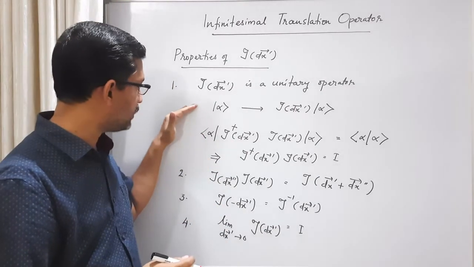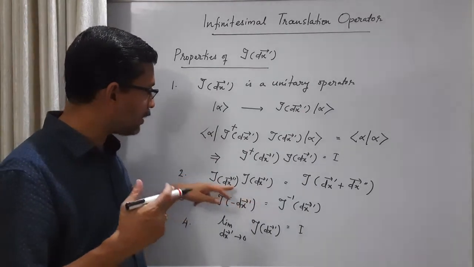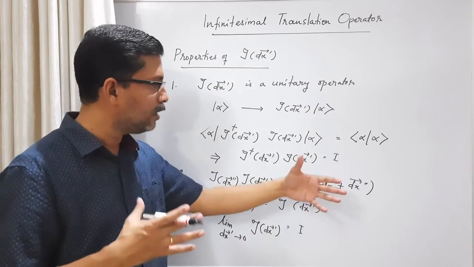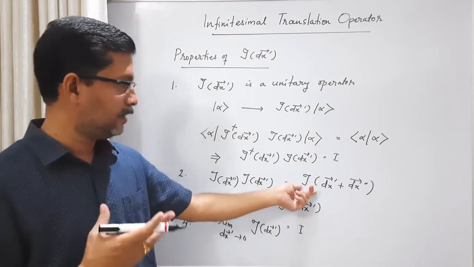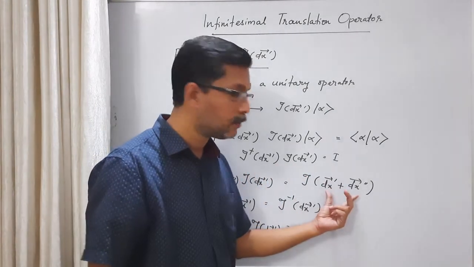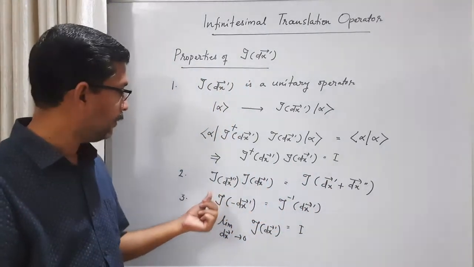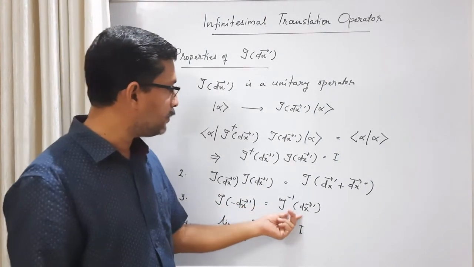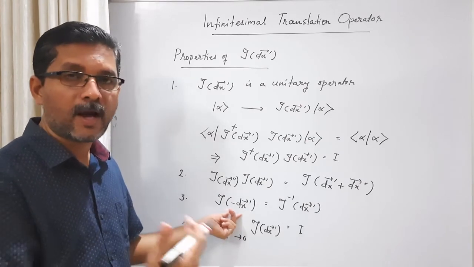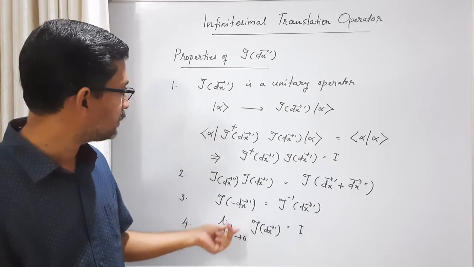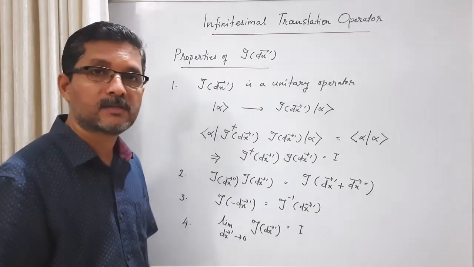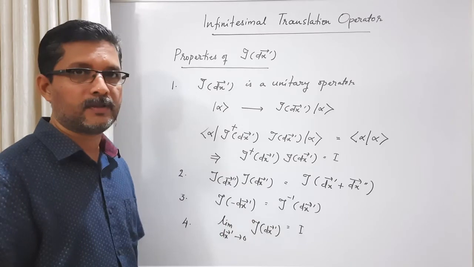It must be a unitary operator. Then two back-to-back, or sequential, actions of two infinitesimal translation operators must be equal to the single infinitesimal translation operator that produces a shift equal to the sum of these two. And the inverse of an infinitesimal translation operator must be an operator that shifts backward by the amount minus dx'. And in the limit dx' tends to 0, our infinitesimal translation operator must be the identity operator.